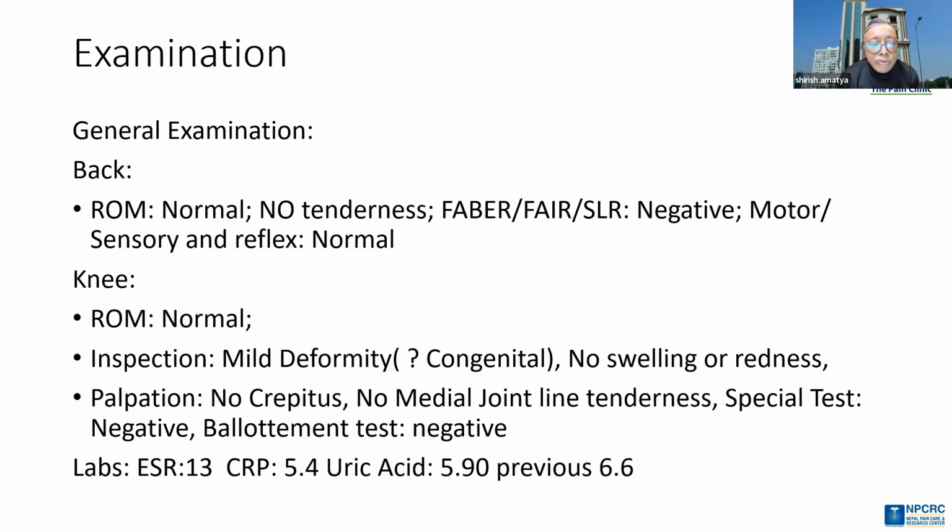If you see the examination of the knee, his range of motion was normal. On inspection, there was slight deformity of the knee, but when we inquired about the deformity, he said that it was a congenital deformity. His leg was slightly bowed when he was young, and there was no swelling or redness in the knee. On palpation, there was no crepitus, there was no medial joint line tenderness, and all the special tests were negative. The ballottement test was also negative. This ballottement test we usually do when there is any effusion in the knee joint. If there is any effusion in the knee joint, the ballottement test will be positive.